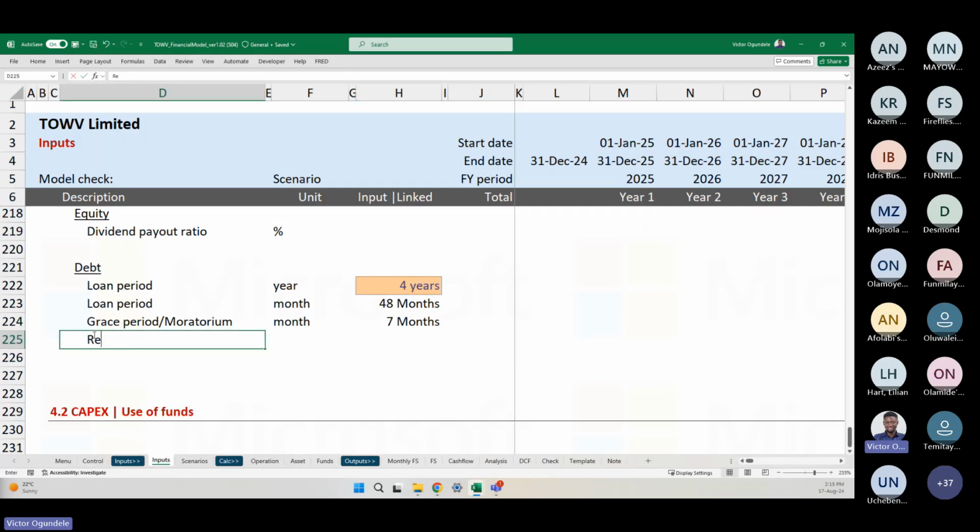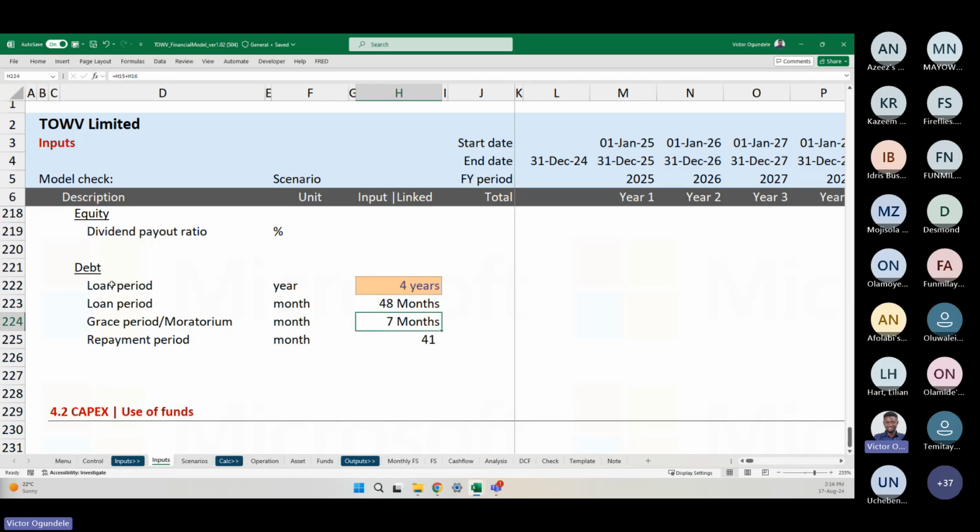All right, and this becomes our repayment period. Our repayment months will then be my loan period minus my grace period. So let me do that again. For the loan period, I put 4 years, formatted so that the year is shown at the back. That's an Excel thing. Then for the loan period in months, just multiply the 4 years by 12 months a year to give us 48 months.